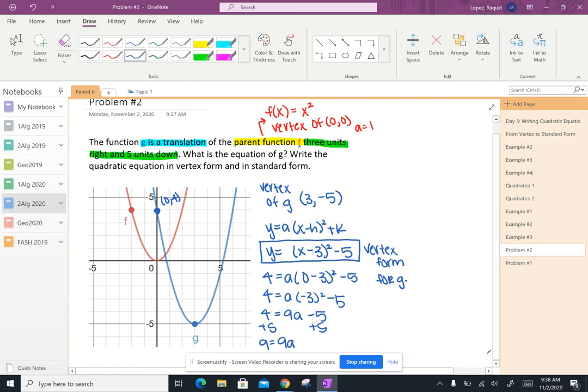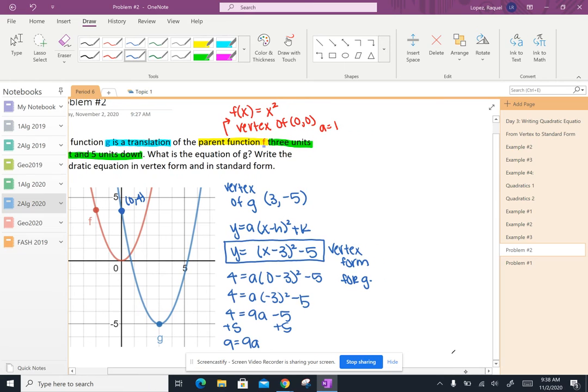Okay, so we've written our vertex form for g, but we're not quite done because they also want us to write the equation in standard form. So let's take our original vertex form, and we're going to start off by expanding this part, the quantity of x minus 3. So (x minus 3) squared is basically saying we're taking that thing called x minus 3 and multiplying it by itself twice. So I've written that out.